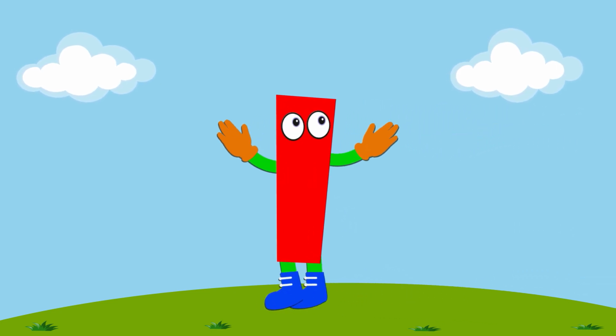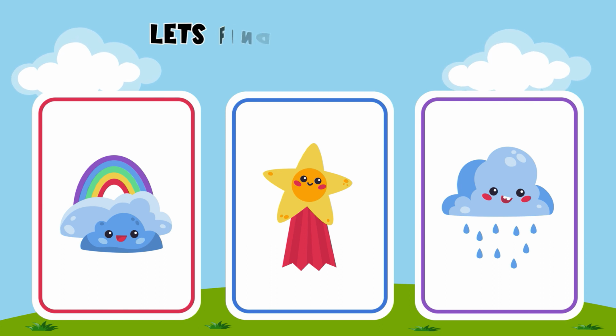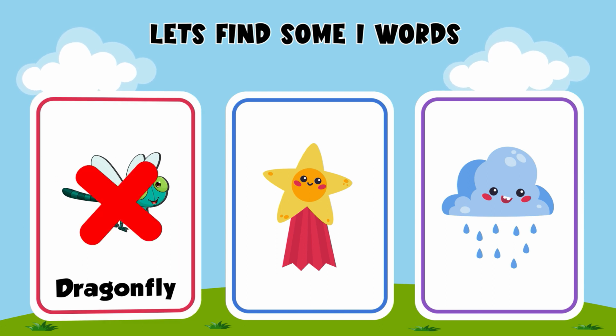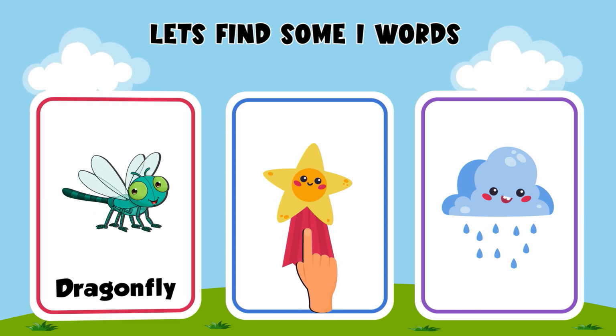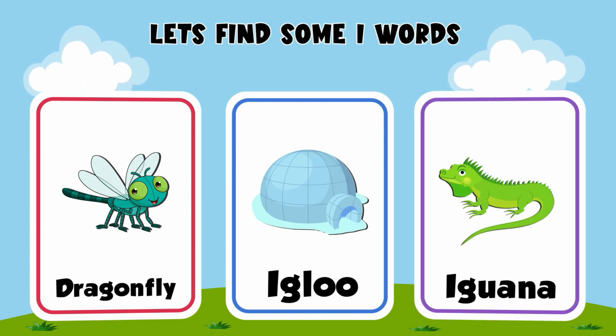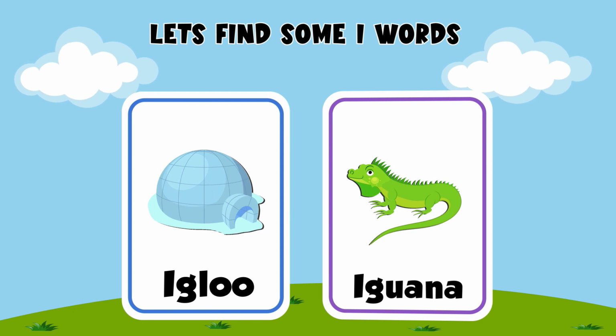This is alphabet I. Let's find some I words. Dragonfly. Igloo. Iguana. I, igloo. I, iguana.